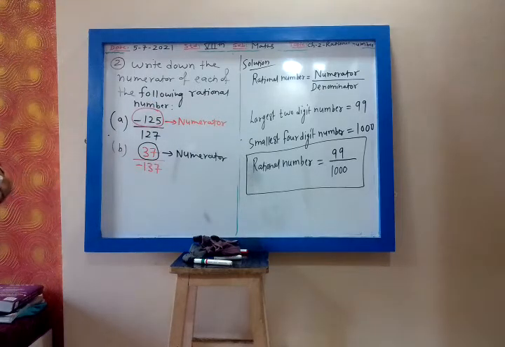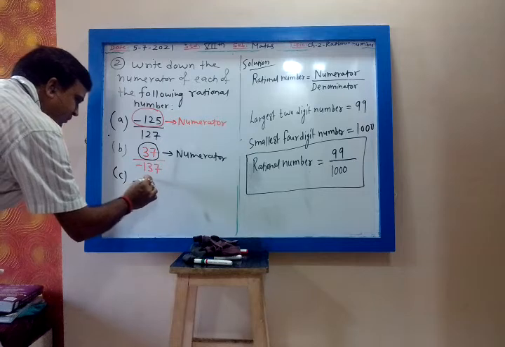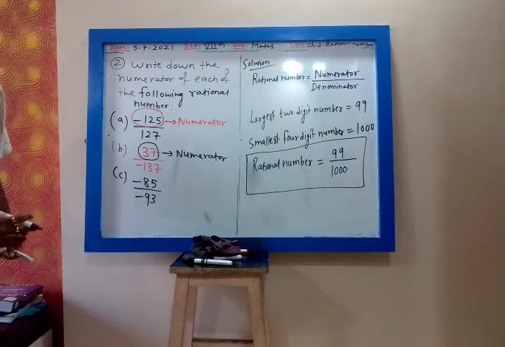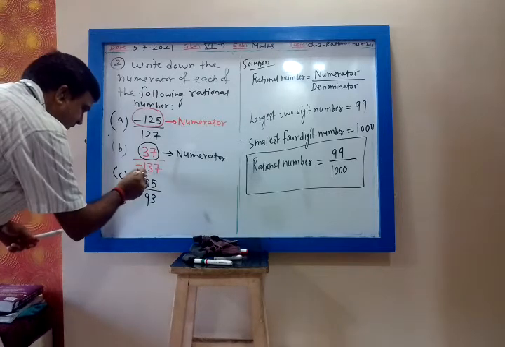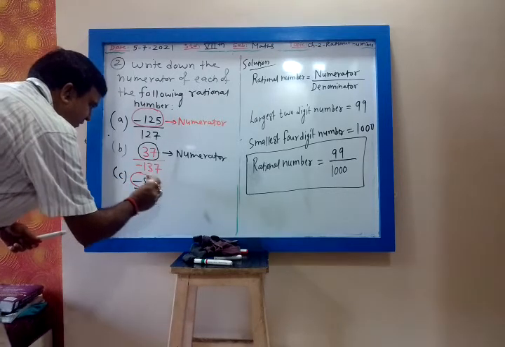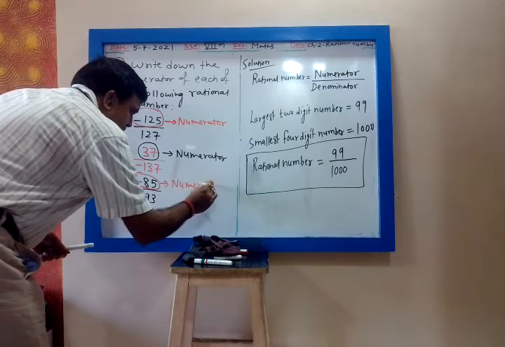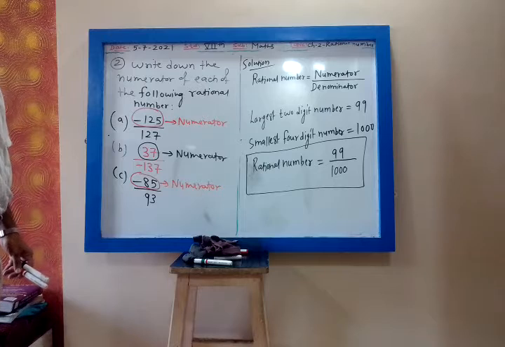Then third, minus 85 upon 93. So my numerator is minus 85. Numerator is minus 85.